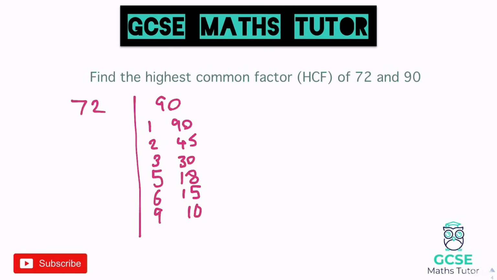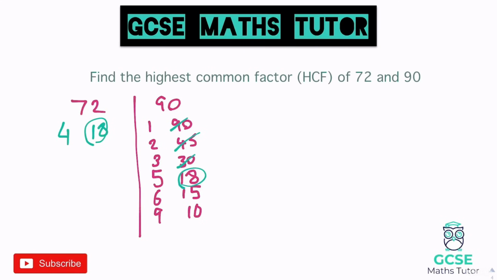So starting with the biggest, let's have a look which one goes in. 90 doesn't, 45 doesn't, 30 doesn't go into 72, does 18. 18 actually goes in 4 times. So 4 times 18, we don't have to do all the factors of 72 there because we've spotted that it's 18.